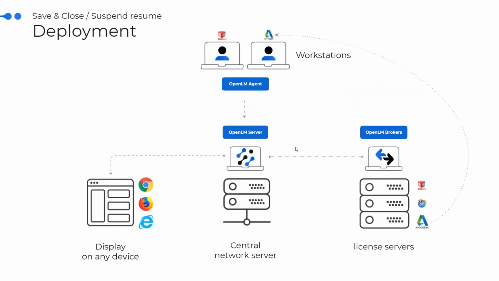Now, this is basically how it goes. Now, you might have license servers. On them, you have vendors. Now, each vendor will supply licenses to the workstations for them to work. So in order to have this whole active agent extension work, you'll need the OpenLM agent on the workstations. And you will need the OpenLM broker on the license server.